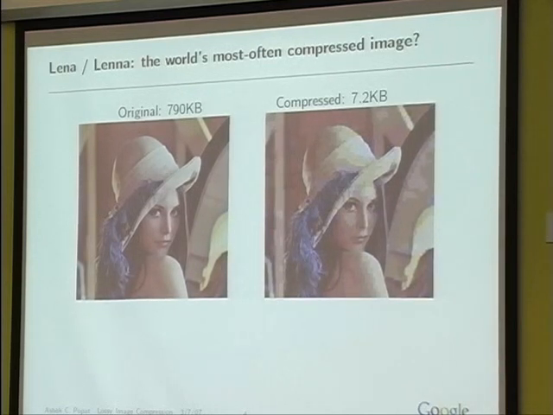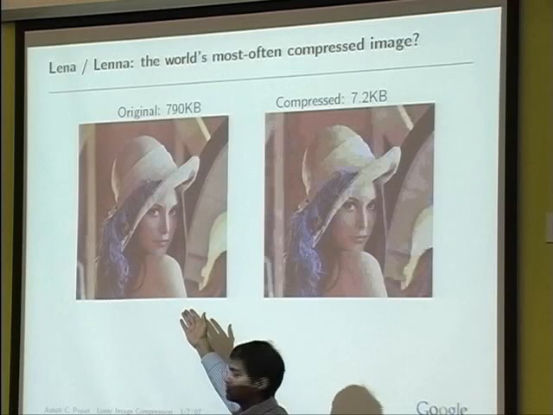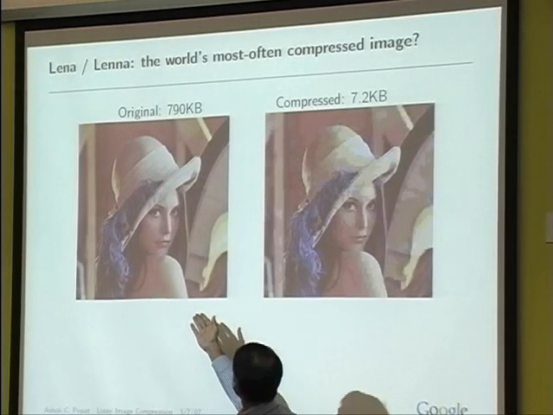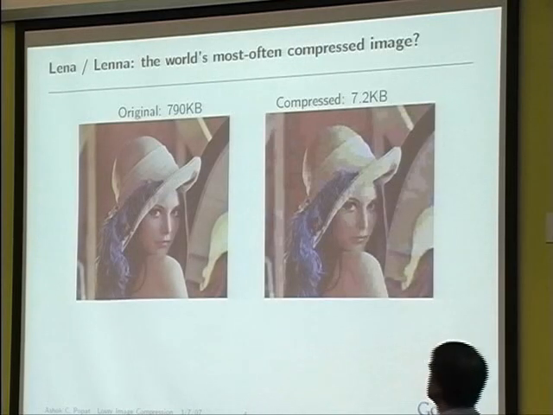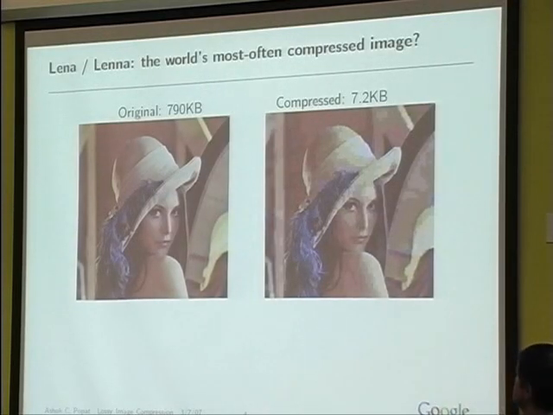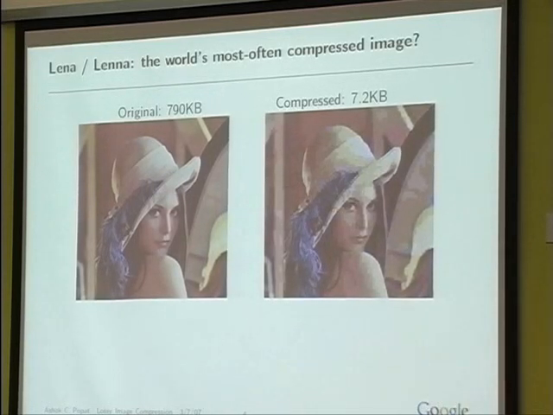Here's an example of compression, about a factor of 100-to-1 compression using the standard JPEG algorithm. And I'll talk a little bit about JPEG, but I won't go into the details of the standard. But you can get an idea. When we're spending more bits, about 790 kilobytes, I have the original RGB representation. And then if I compress it with a suitably coarse quality factor with JPEG, then I'm down to about 7.2 kilobytes.